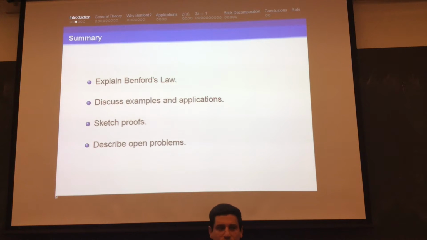So I want to explain what Benford's Law is. I want to discuss some of the examples and applications. I'll sketch some of the proofs, and if there's time, which I don't think so, I'll describe some open problems.